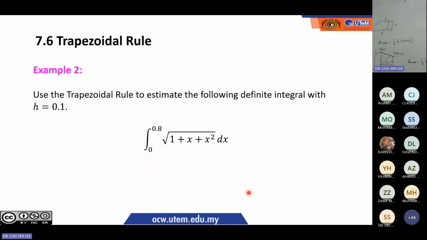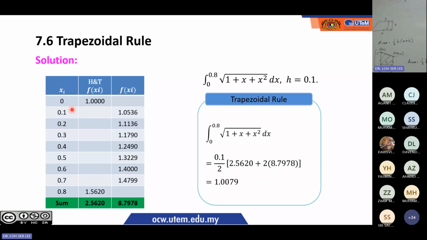Okay, example number 2. Use the trapezoidal rule to estimate this definite integral with h is 0.1. This one is from 0 up to 0.8 with a step size of 0.1, so you need to construct a table starting from 0 up to 0.8.